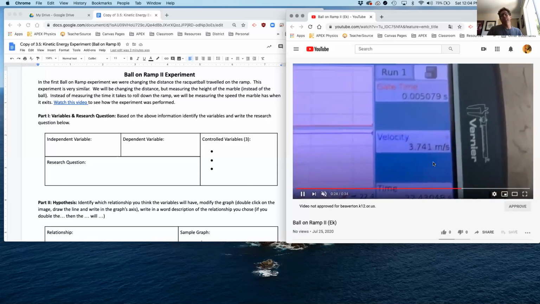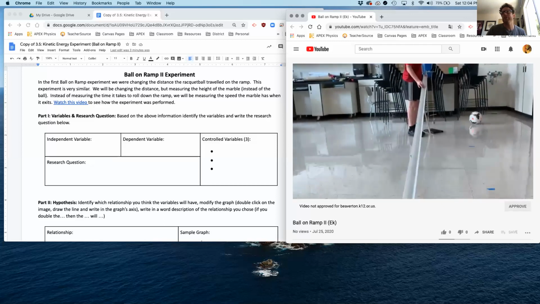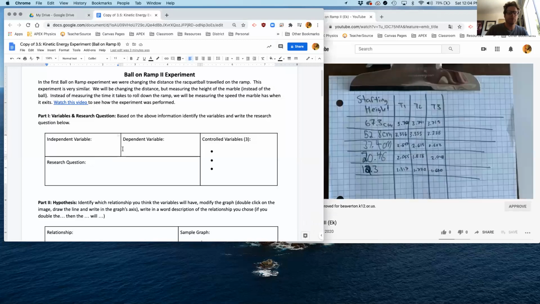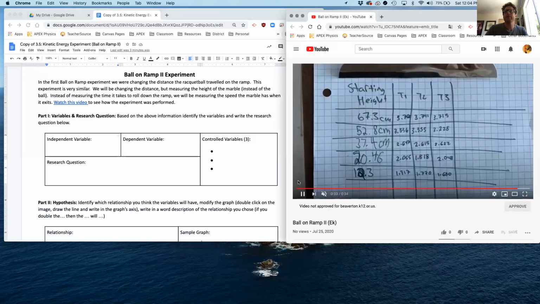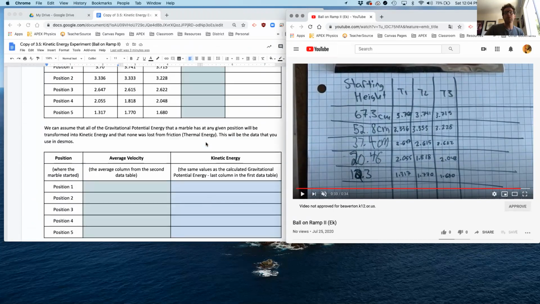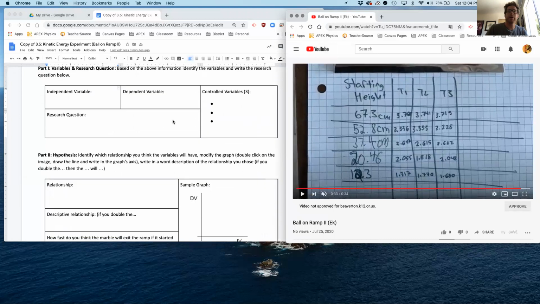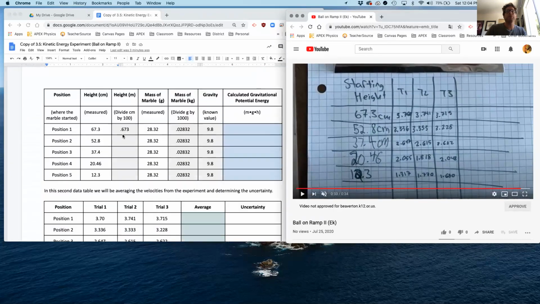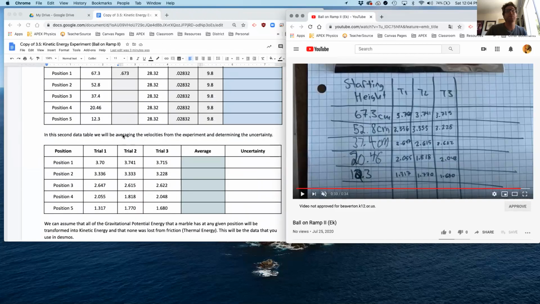And we write it down, we do 3 trials for each, you can calculate the average, all that sort of stuff, okay? So the independent variable is we are changing the height, and then we are measuring the speed. That's our data table, and you can find that data table in 2 different spots. So parts 1 and 2, you know how to do that, but I want to go over part 3 because there are 3 data tables and it looks really confusing.